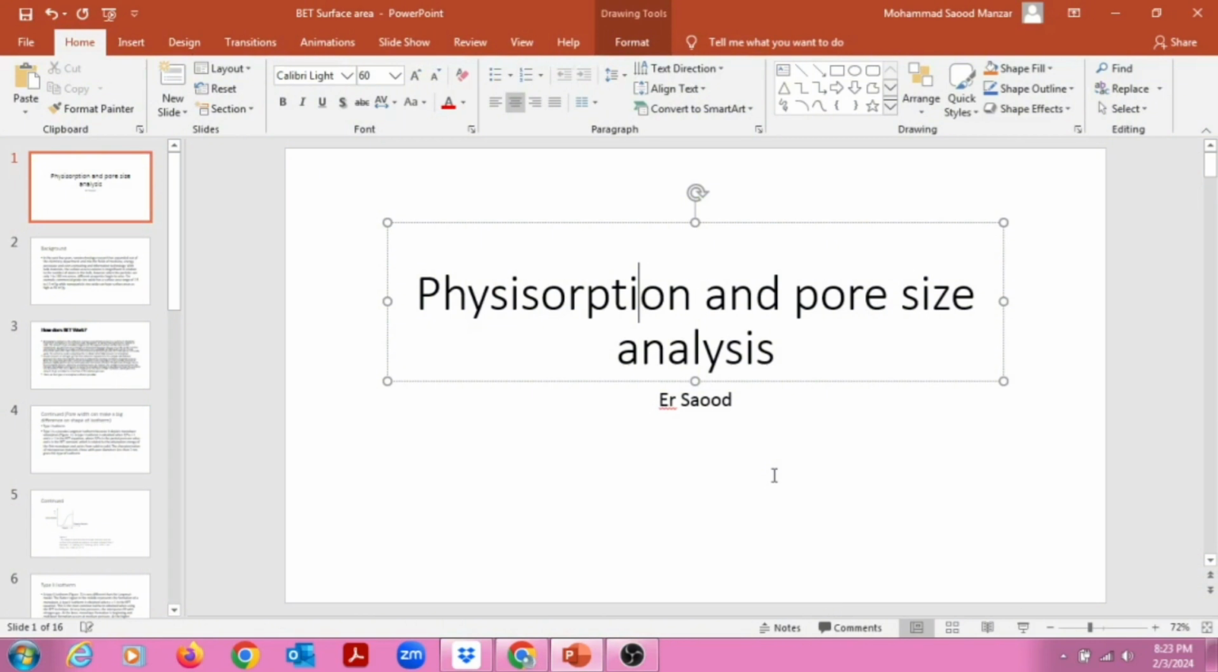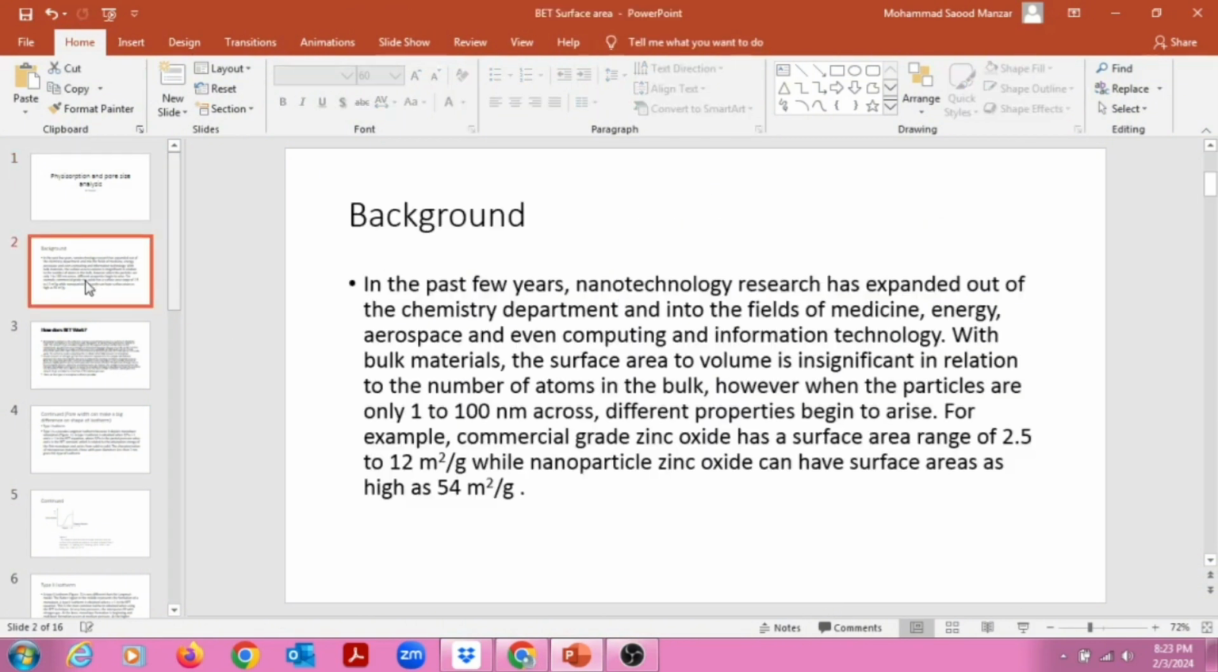Now, let us go ahead with the background. In the past few years, nanotechnology research has expanded out of the chemistry department, and it is applied in a lot of fields like energy, medicine, aerospace, and even computing and information technology, and a bulk of materials, because materials are used everywhere. So this is significant.